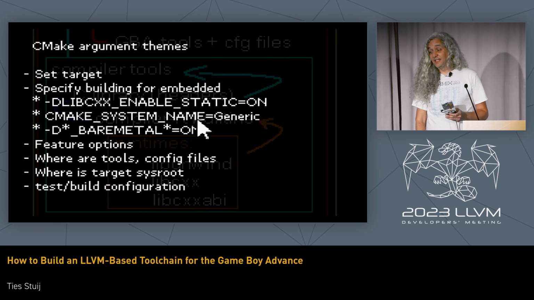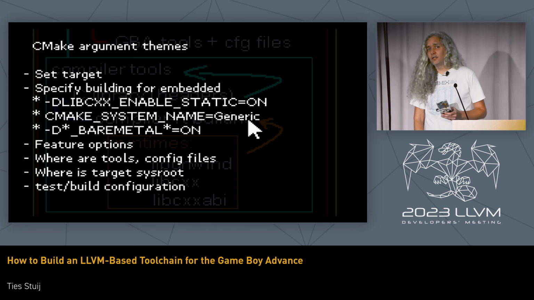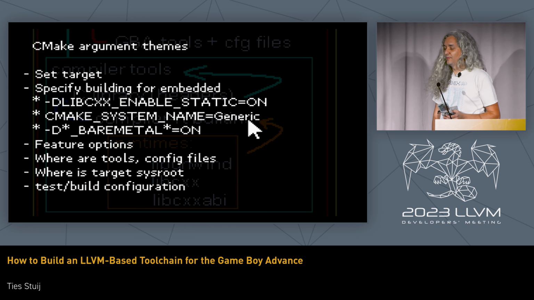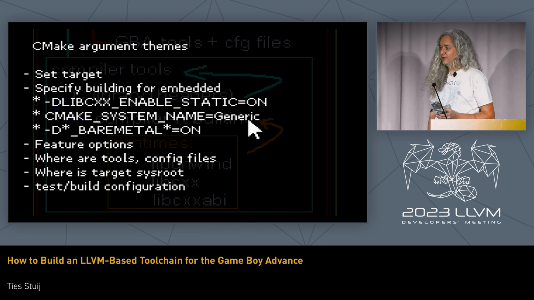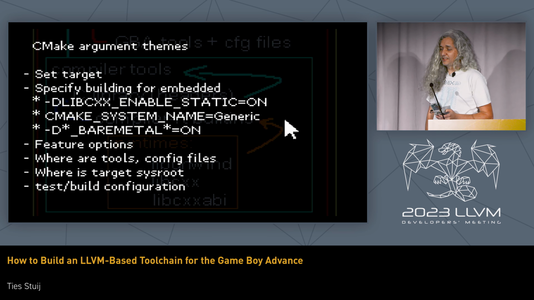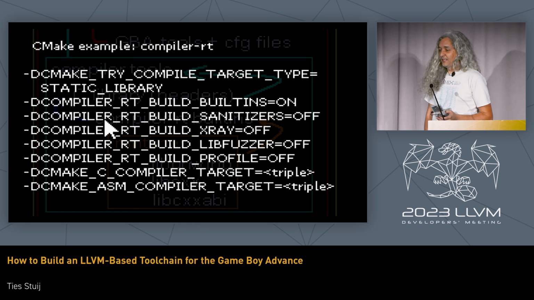CMake system name generic. At some point, there are other CMake variables that you set to make sure that you know that you're building for a target and not for the host. But for OS X, at some point we had issues with that. This seemed to help for us.